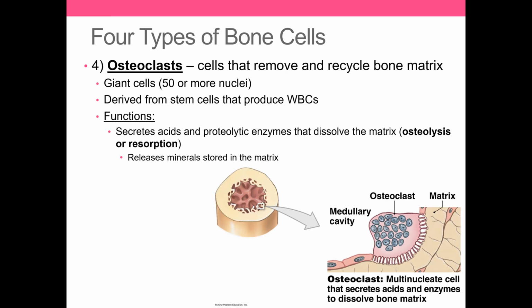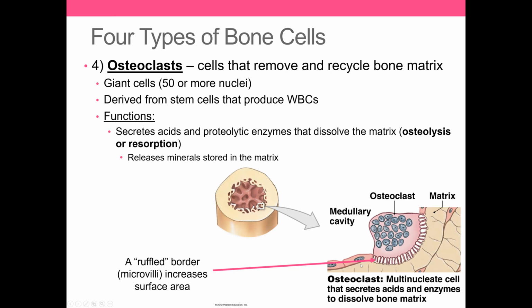And this process is also useful if we need to release minerals that are stored inside the matrix of bone. So remember, one of the functions of bone is to store minerals. So if we need extra calcium, or extra phosphate, or even extra magnesium, or any type of mineral that's stored in the bone, we can't get to that mineral unless we break the bone down. So osteoclasts break the bone down, and in doing so, it helps with the process of remodeling the bone, and it helps to release minerals that are stored in the matrix.